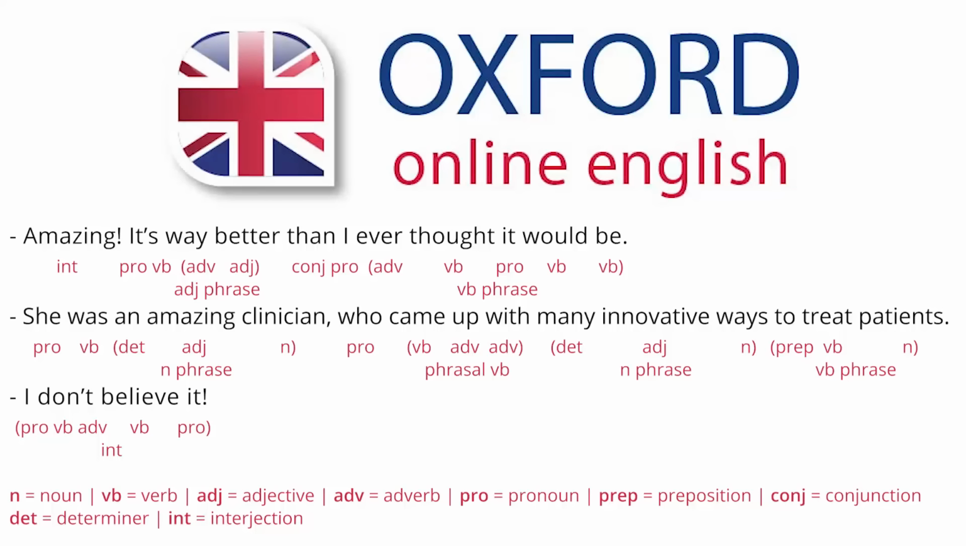Notice how the same word can be different parts of speech in different sentences. For example, amazing is an interjection in one sentence and an adjective in another. Notice also the different layers of analysis. For example, look at the phrase many innovative ways. You can see this as one noun phrase, or as a determiner plus a noun phrase, or as three individual parts, a determiner, an adjective, and a noun. Which is correct? They all are. Choose the perspective which makes more sense to you.